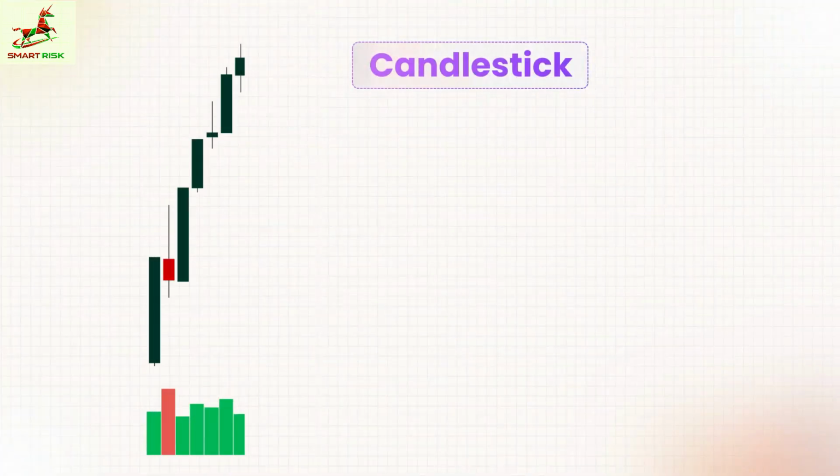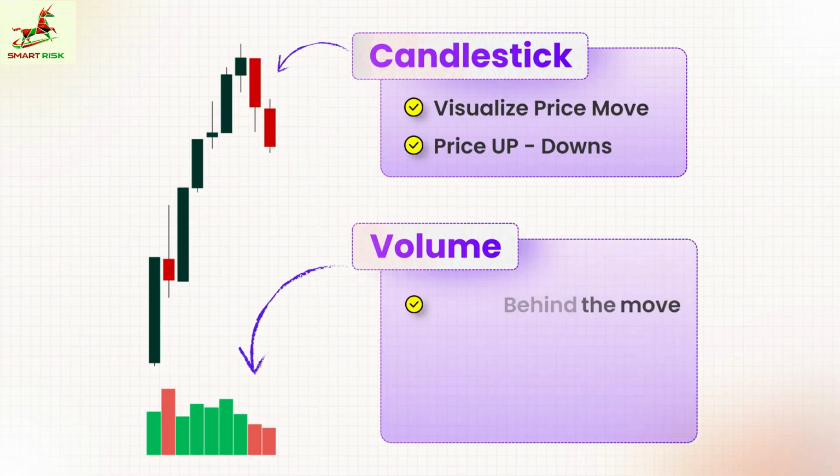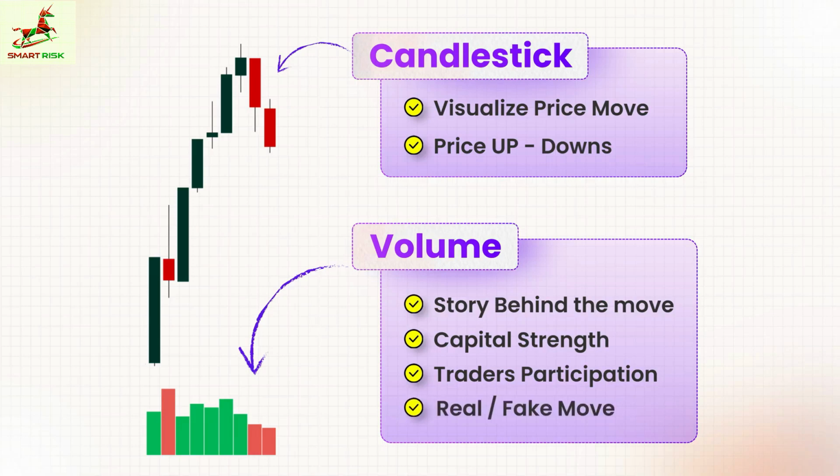Here's the deal. A candlestick only tells you what happened. Price went up or price went down. That's it. But volume tells you the story behind that move. It tells you how much money was actually behind that price move, how many traders participated at that level, and most importantly, whether that move is real or just a fake out designed to trap you.